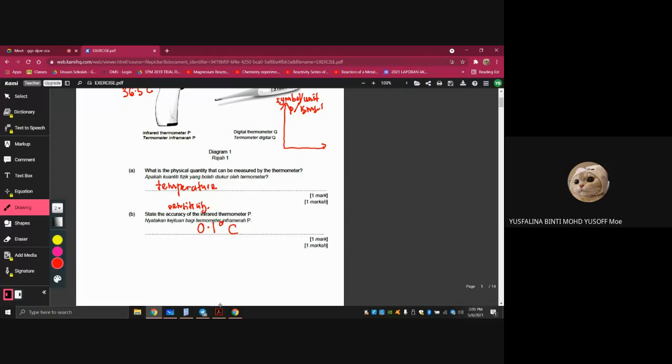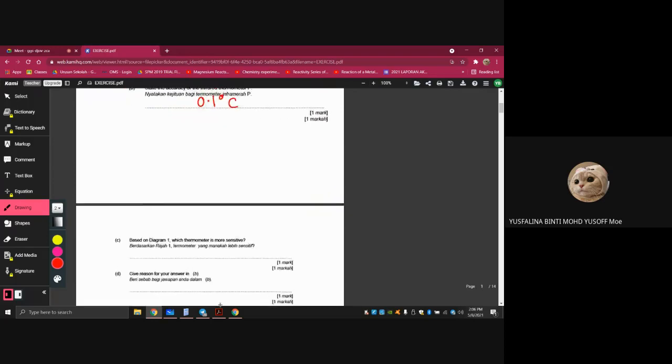For paper 2, please put the unit for all the physical quantities. For temperature, degree Celsius. For length, meter or cm or mm. For area, meter square. For momentum, kg m s^-1. For force, newton. So for paper 2 you must have a unit. Alright, let's move on to the next question.